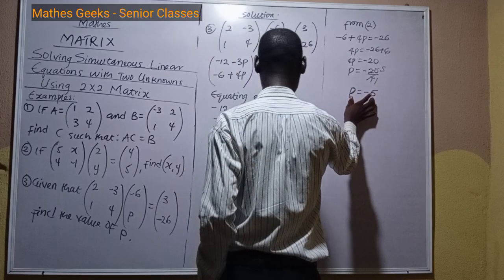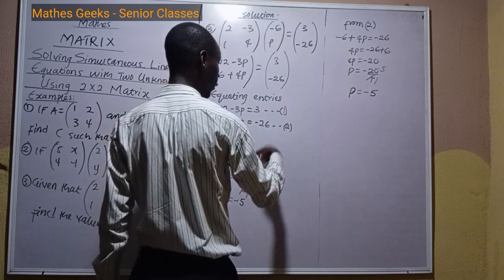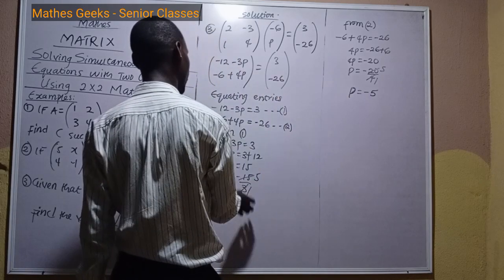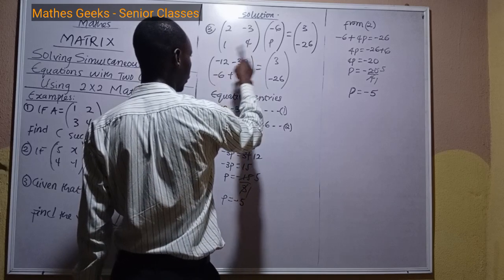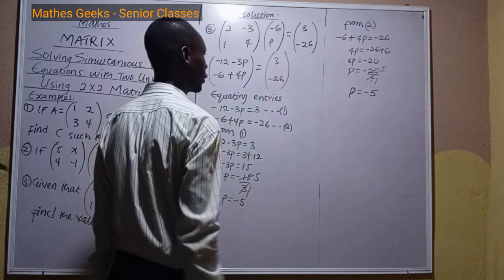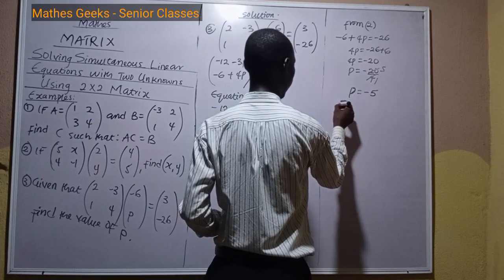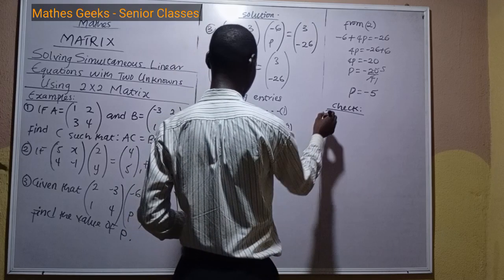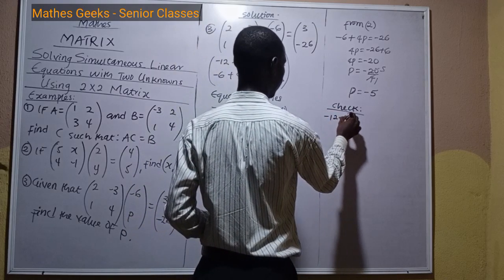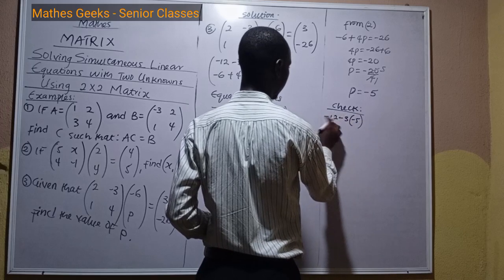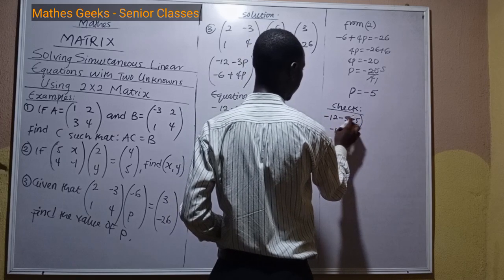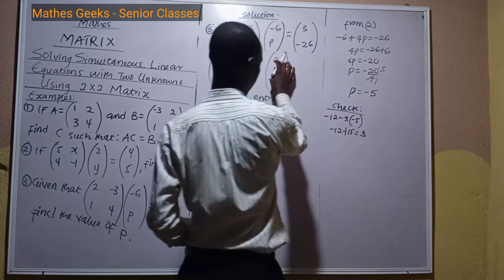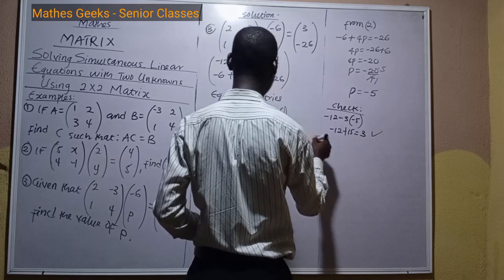So you see that whichever equation you pick to solve for p, you're going to get minus 5 as the answer. If you substitute minus 5 for p in any of the equations, you're going to get the right side. So let's check. Equation 1, minus 12 minus 3 times minus 5 gives us plus 15. Minus 12 plus 15 gives us 3. That's what we have here. So it's correct.